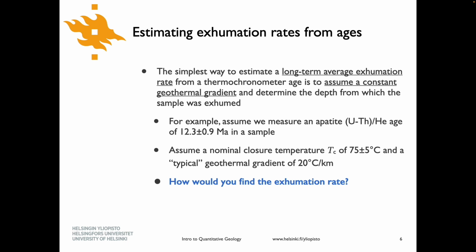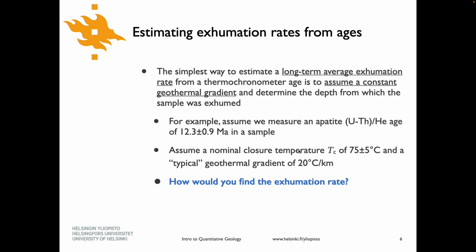Yeah, right? In order to do this, we need to have some depth at which we can say our closure temperature was this depth below the surface. Once we have that, we have a distance, which is basically the depth up to the surface, and an age. If you divide that distance by the age, that is the rate at which the rock came up to the surface.